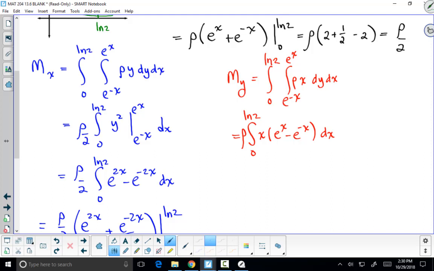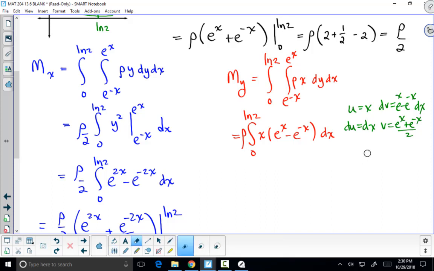Here we go. u equals x. dv equals e to the x minus e to the minus x dx. Let's squeeze this in here. So then we integrate, and we get e to the x plus e to the minus x. I might have done that wrong. Should there be a divided by 2? No. I don't think so. Yeah, we don't need that.